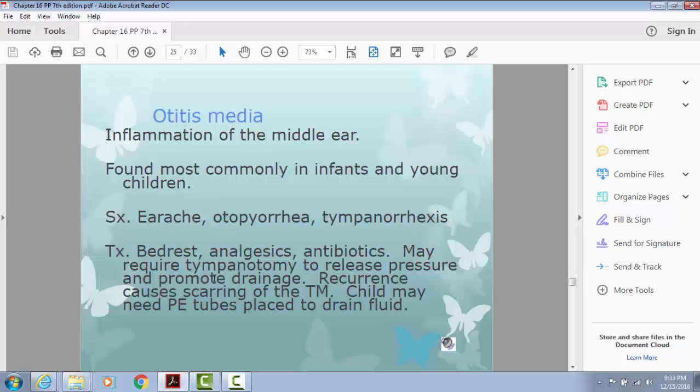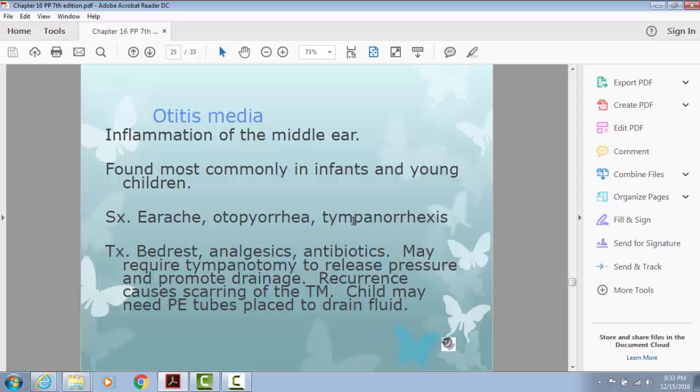But basically, they develop a very, very painful earache. They may have otopyorrhea. Rhea means discharge or flow, oto, ear, and pyo, pus. And they may experience tympanorexis. If you remember, rexis means rupture, and tympano is a tympanic membrane.